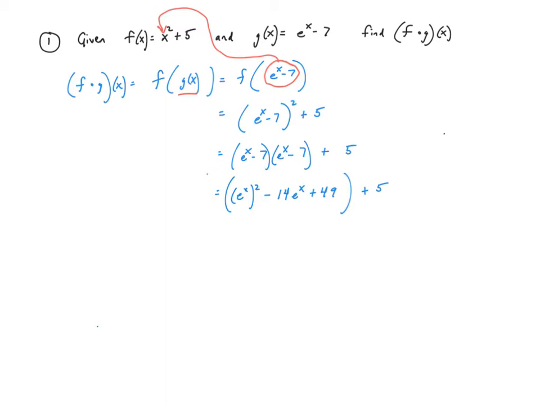plus 5. We can simplify a little bit more. Remember that we can distribute exponents here. Therefore, we will get e to the 2x minus 14 e to the x plus 54. Here's our final answer.